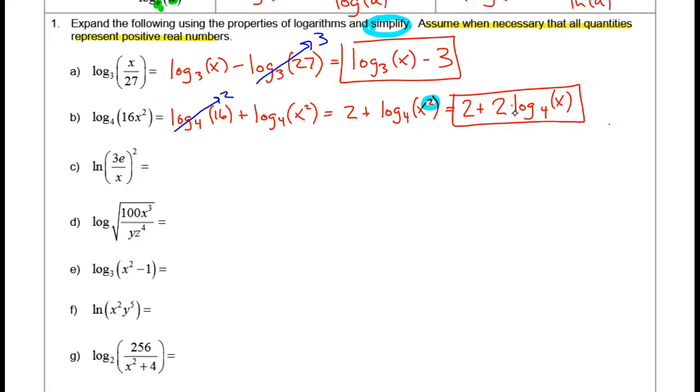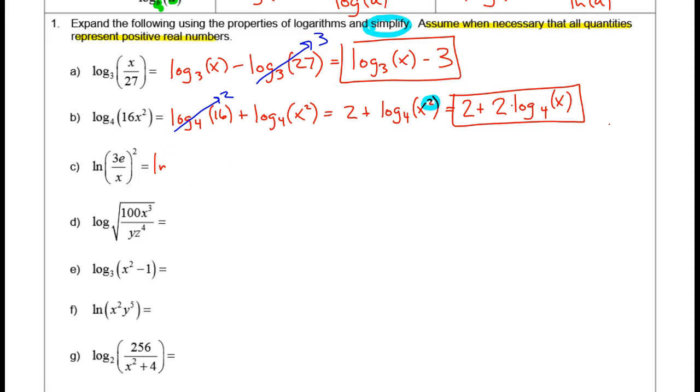All right, let's take a look at example C now. First thing I'll mention here is just some notation. The thing that we're taking the natural log of is this entire quantity, 3e over x squared. And the way that's written is sometimes confusing for students, so I'm going to rewrite it. Oh, not lm. That would be ln.